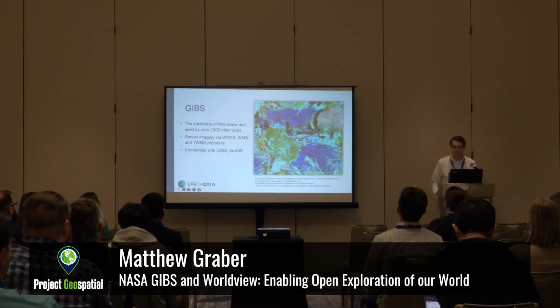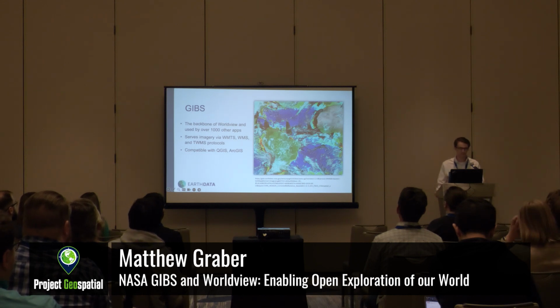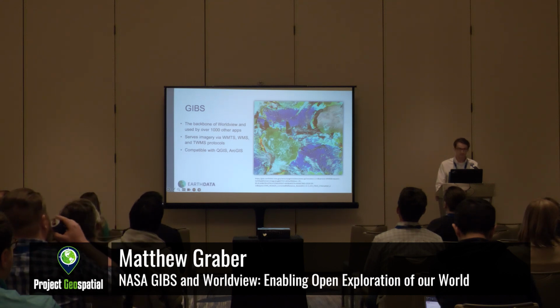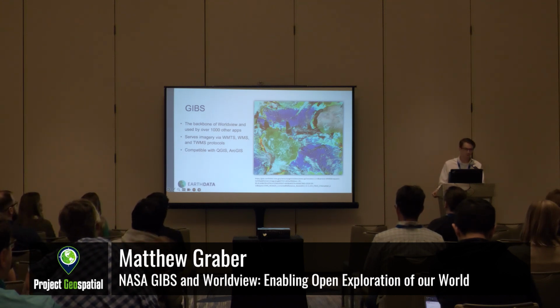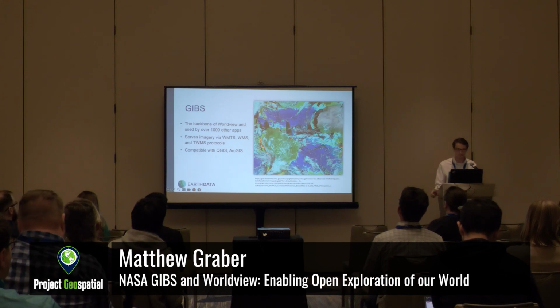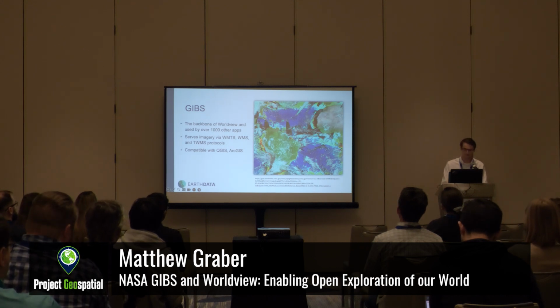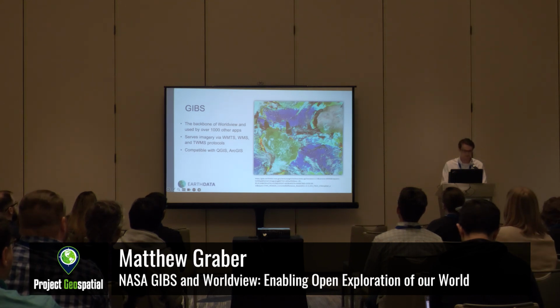All right. So GIBS is the backbone of Worldview, and it's been used by, obviously, Worldview and over 1,000 other applications as well. It serves imagery via WMTS, WMS, and TWMS protocols, and it's obviously compatible with QGIS and ArcGIS. There's an example of a WMS request served through GIBS showing ocean chlorophyll data overlaid on VIIRS imagery. VIIRS is another Earth orbiting instrument, a hyperspectral instrument like MODIS.